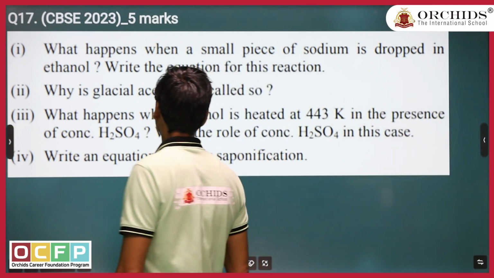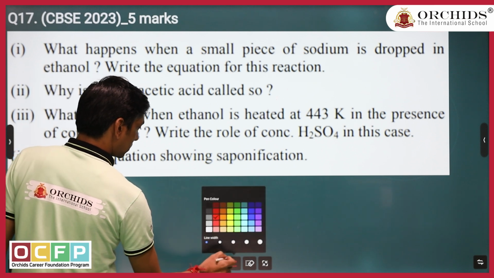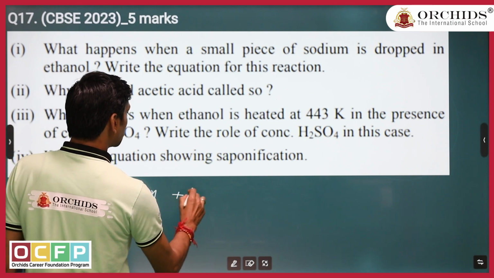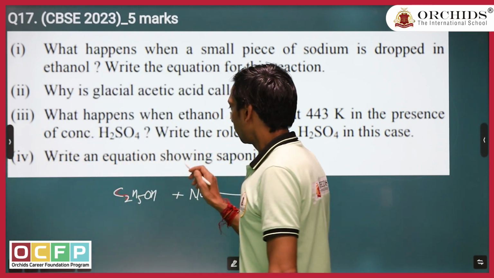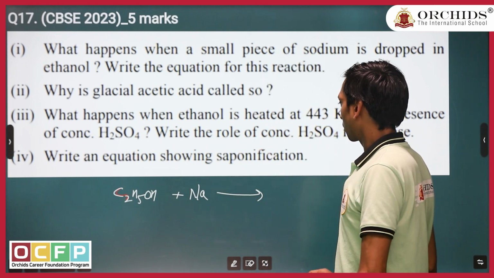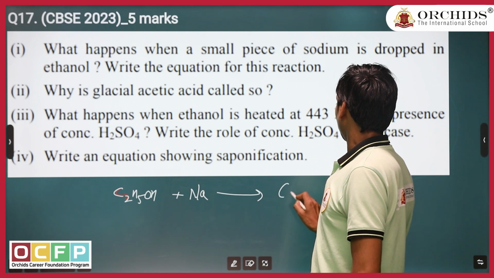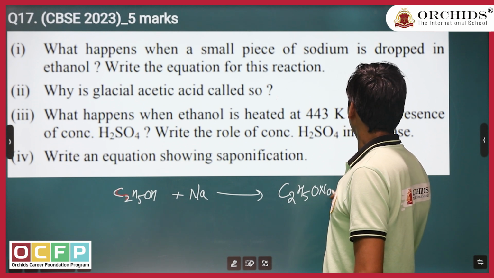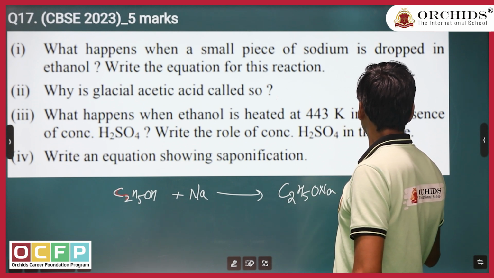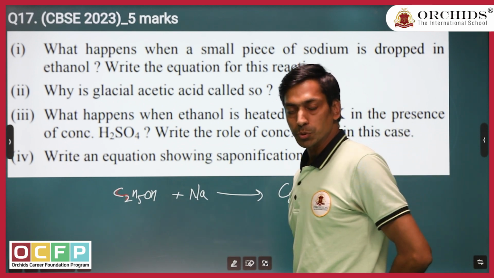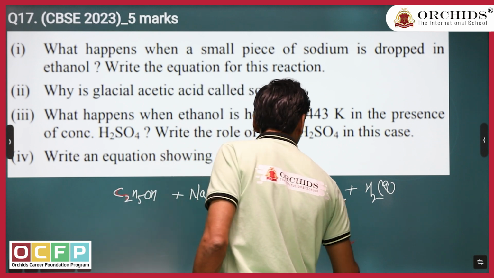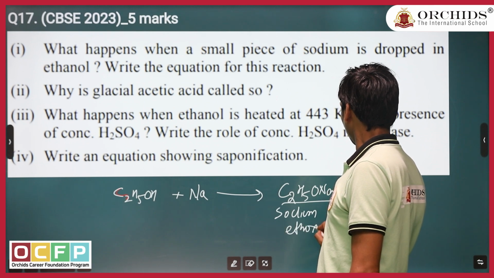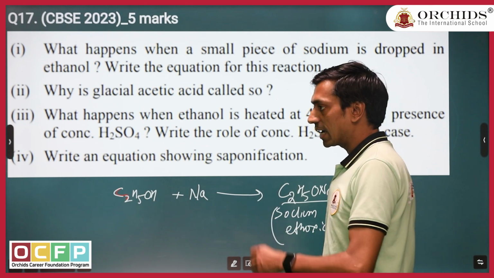Now if you take ethanol, ethanol is C2H5OH, and if you drop sodium, a highly reactive metal, in that, it leads to the formation of C2H5ONa plus hydrogen gas. So when we drop sodium in ethanol, it leads to the formation of the compound sodium ethoxide, plus hydrogen gas is liberated.